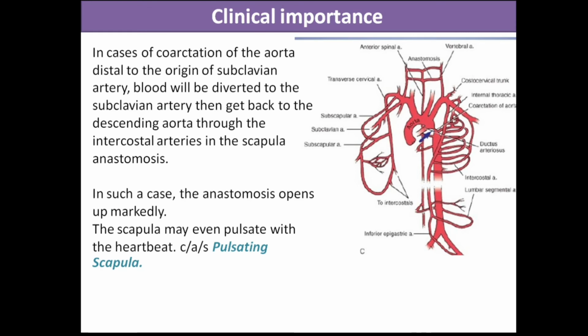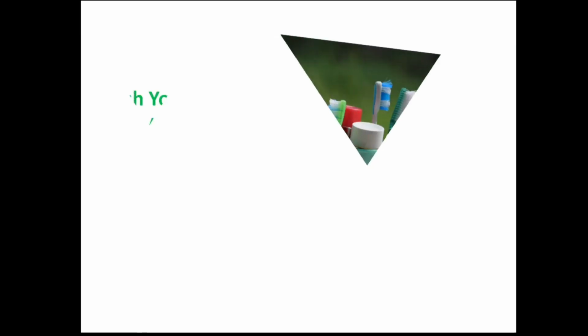In these cases, the anastomosis opens up markedly, and the scapula may even pulsate with the heartbeat. This condition is known as the pulsating scapula. So you should write about the coarctation of the aorta and pulsating scapula if the anastomosis around the scapula is asked. Thank you.